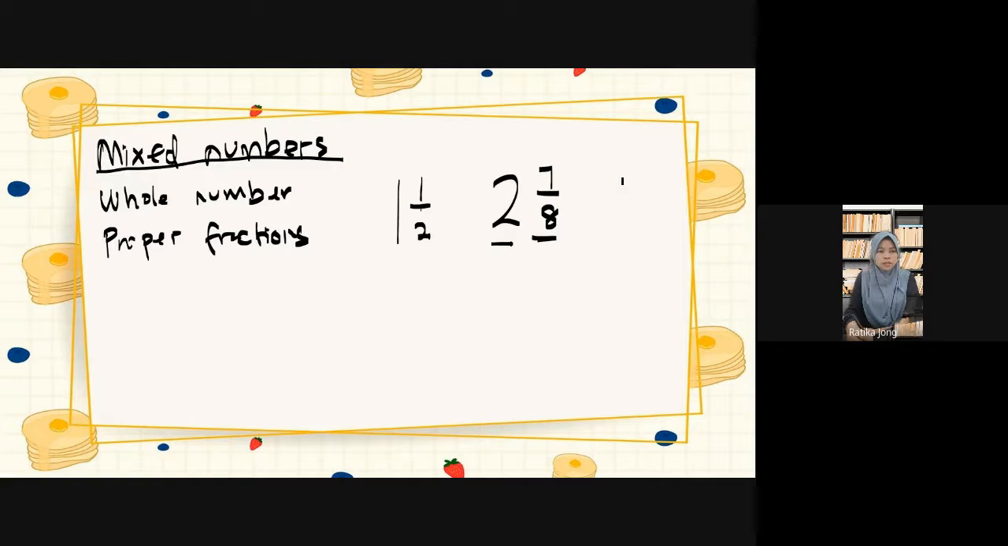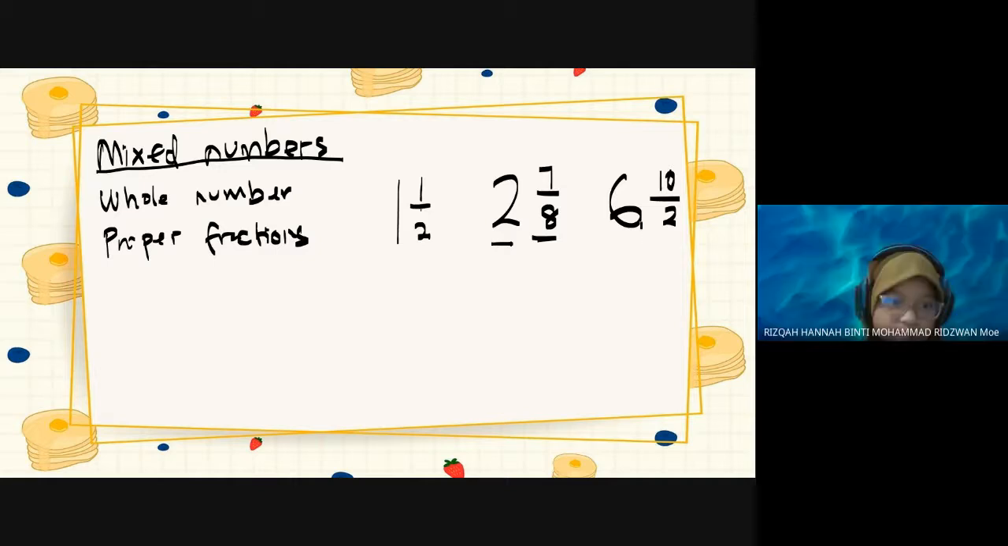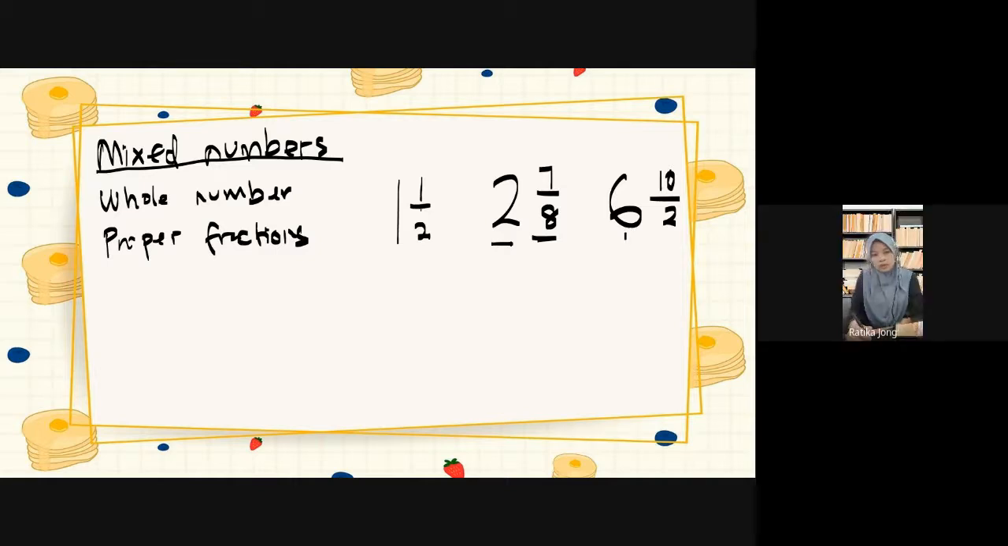What about this? 6 10/2. Is this a mixed number? No. Why? Kenapa ini bukan mixed number? Because it's an improper fraction. Yes. They have the whole number, but this one is an improper fraction. So this is not a mixed number. Okay?